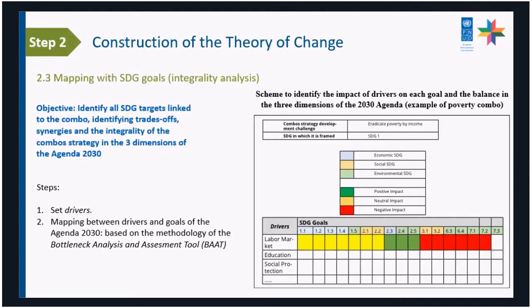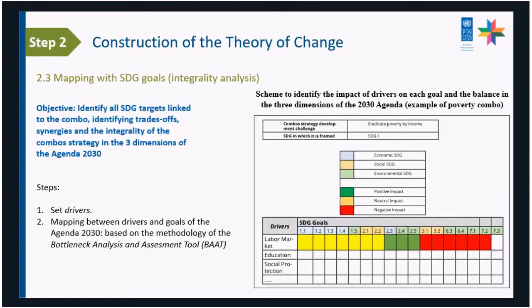And also, how are these balanced across the three dimensions of sustainable development? So we've already coded each of the targets in terms of whether they are most directly linked to social aspects, economic aspects, or environmental aspects. And so with that coding and the extent to which each of these combos has a positive, neutral, or negative impact, you can see whether the impact is mostly on the economic side, on the social side, or the environmental side, and whether there are trade-offs to these.